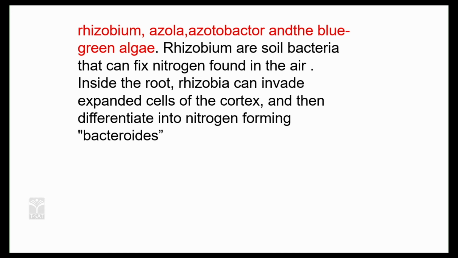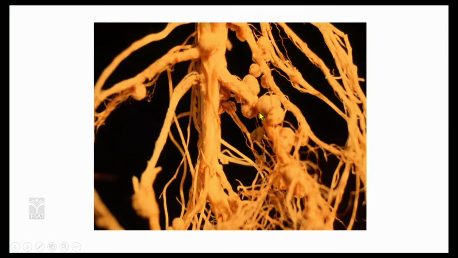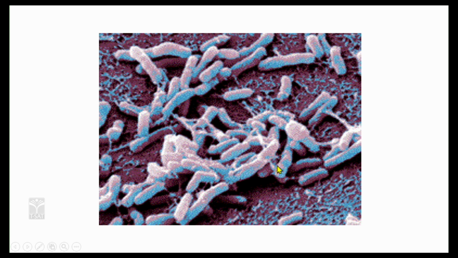Rhizobia can invade extended cells of the cortex and then differentiate into nitrogen fixing bacteroids. So, these are microorganisms which live in symbiotic association with the plants. They live in the roots of the plants and make the nitrogen available to the plants. These are the root nodules which provide symbiotic association to microorganisms like rhizobium fixing the atmospheric nitrogen. These are microorganisms in the soil fixing atmospheric nitrogen for the plants.